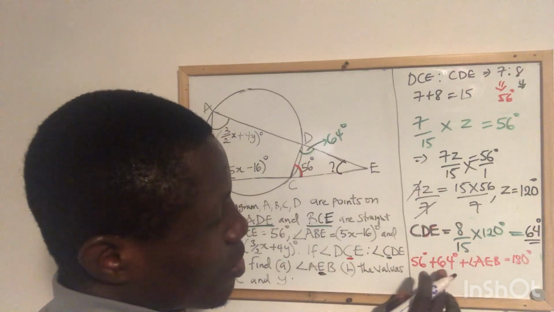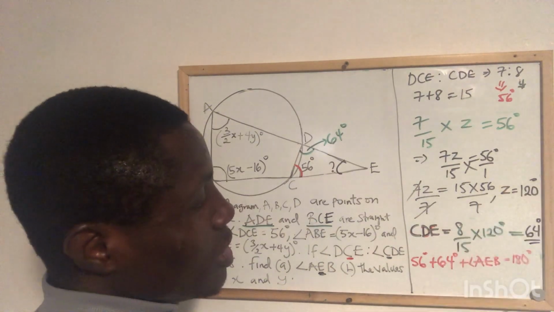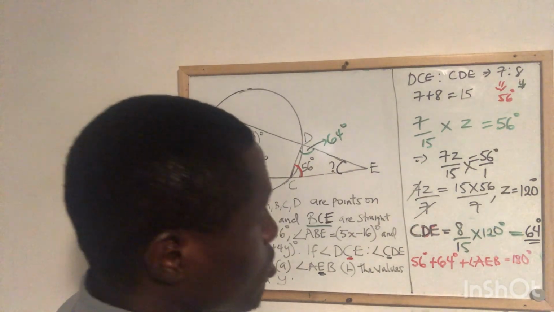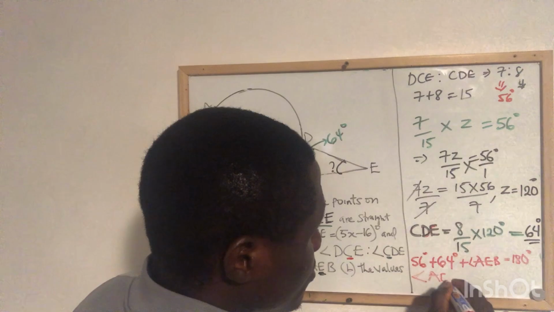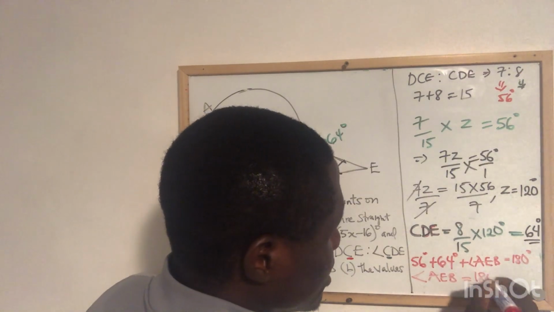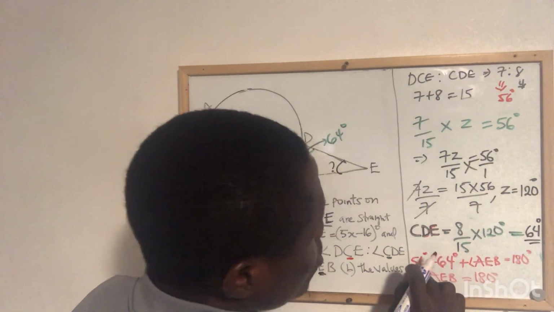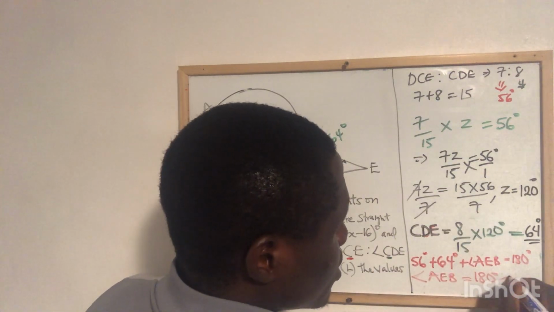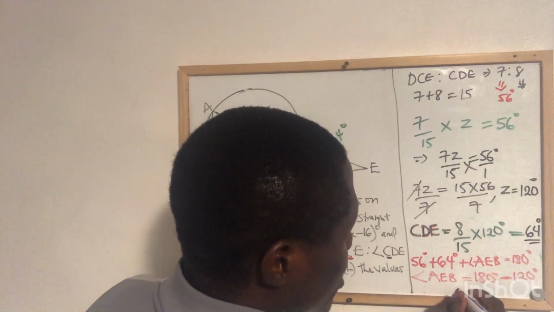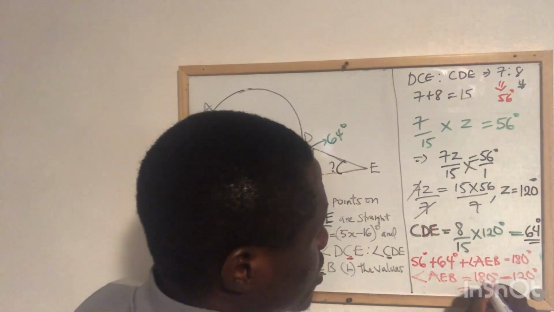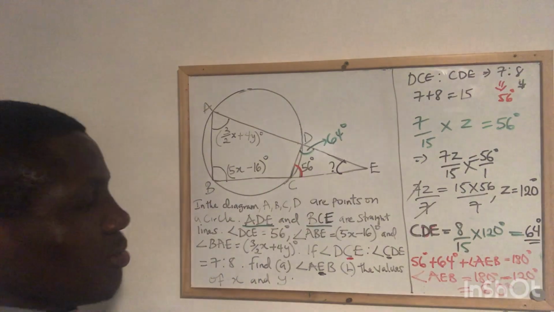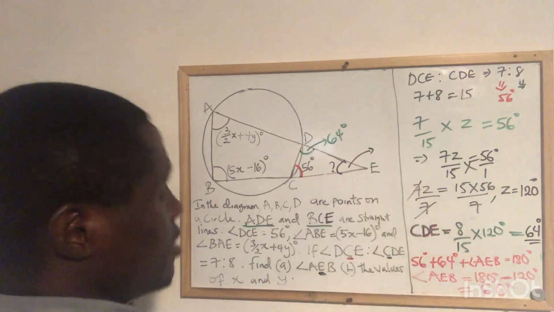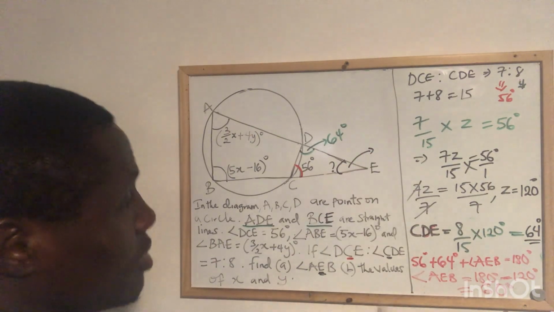You know that 56 plus 64 degrees will give you 120. So if you remove 120 from 180 degrees, you're going to get your angle AEB. I've assumed you've added this together: 56 plus 64 is 120, so you take it to the other side. It's going to be 180 minus 120 degrees. So angle AEB is going to give us 60 degrees. The angle here that we have to calculate is 60 degrees.